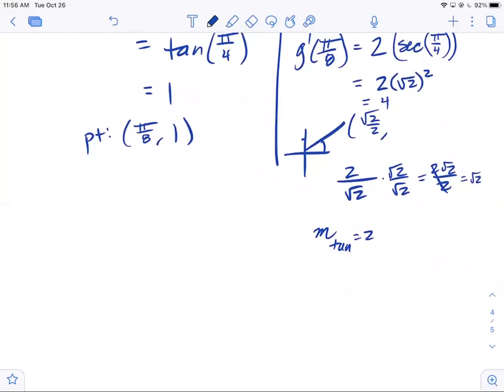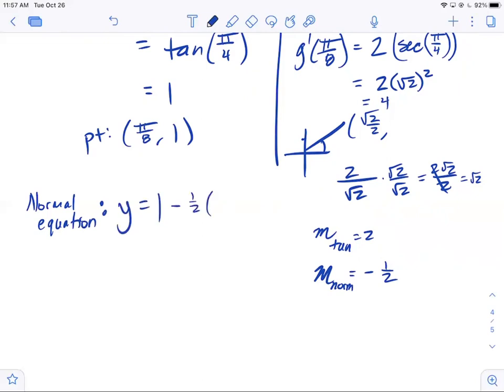And now the normal line, right, is the perpendicular slope to 4. And of course, perpendicular slopes are opposite reciprocals of each other. So m subscript normal is negative 1/4. And now that I have my point and my slope, I'll say then the normal equation. Again, getting in the habit of labeling things. The normal equation is in Taylor form, y equals the y value plus the slope, which is minus 1/4, times x minus the x value, pi eighths.